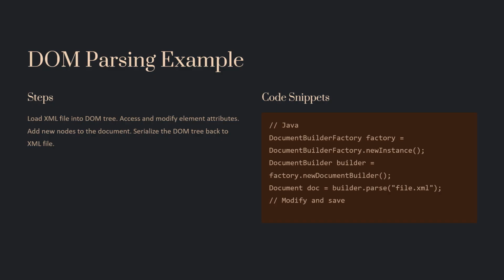Let's now look at a practical example of DOM parsing using Java. First, we load the XML file into a DOM tree. Then we can access or modify any element or attribute as needed. After making changes, we serialize the updated DOM tree back into an XML file.